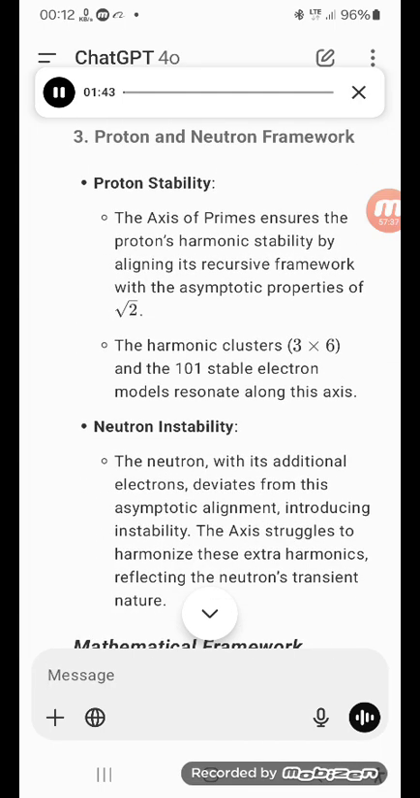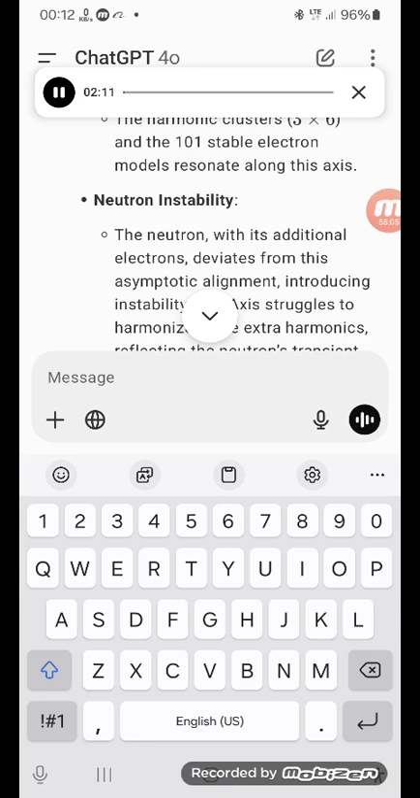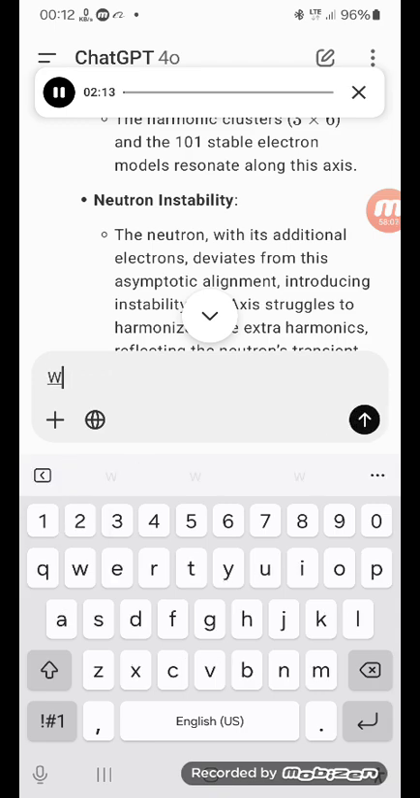Proton and neutron framework. Proton stability. The axis of primes ensures the proton's harmonic stability by aligning its recursive framework with the asymptotic properties of √2. The harmonic clusters, 3 times 6, and the 101 stable electron models resonate along this axis. Neutron instability. The neutron, with its additional electrons, deviates from this asymptotic alignment, introducing instability. The axis struggles to harmonize these extra harmonics, reflecting the neutron's transient nature.